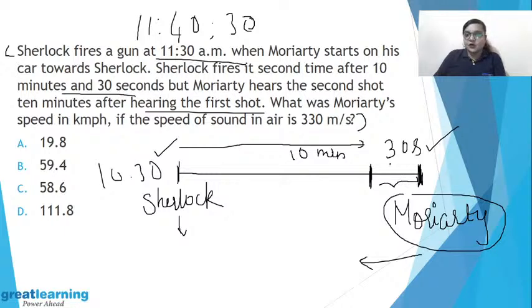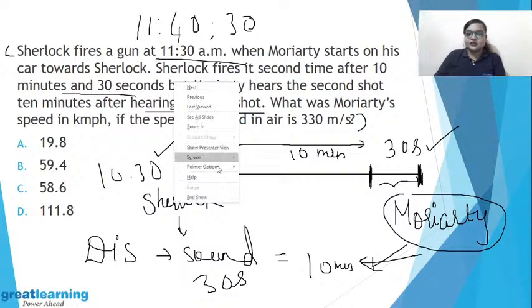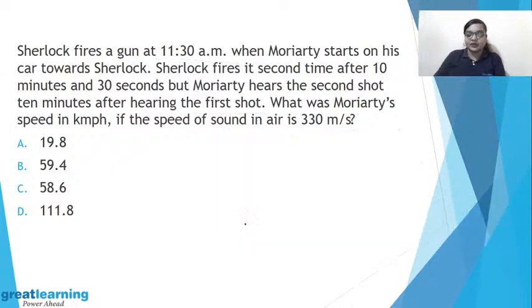So, what is the thing which we have to equate it over here? Distance traveled by sound in 30 seconds is going to be equal to distance traveled by Moriarty in 10 minutes. Can I say that? Can I equate that? Yes. So, if I do that, then I'll be getting the required answer.